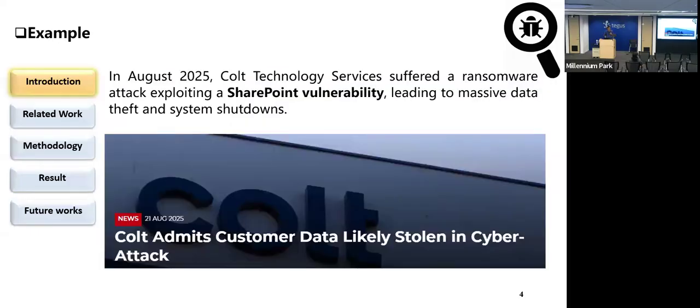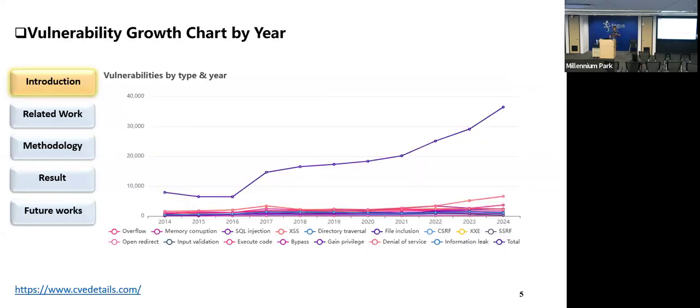The example that happened in these months is for the Cole technology service software, the ransom attacks that happened with a specific type of vulnerability. It's the SharePoint vulnerabilities that happened, leading to massive data theft and systems shutdown, unfortunately. So this is so important, finding and catching the bugs.